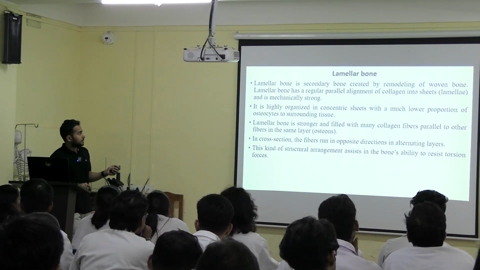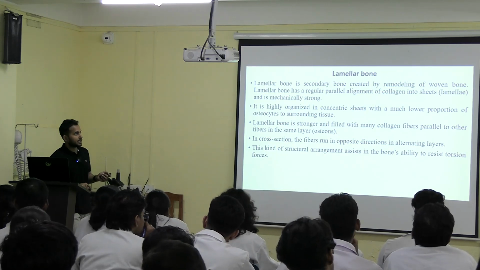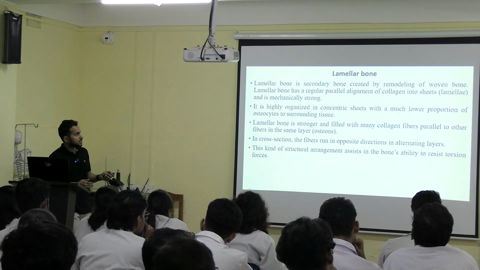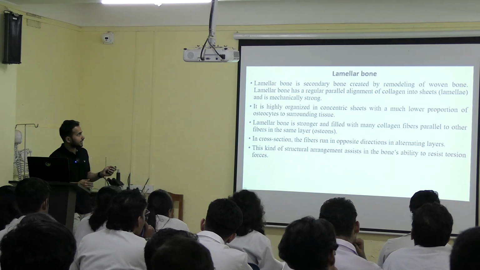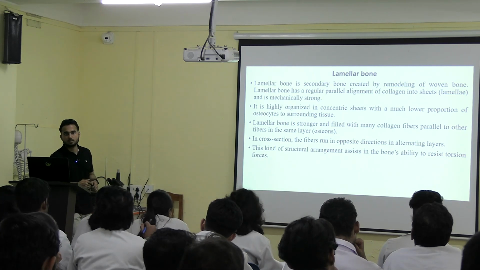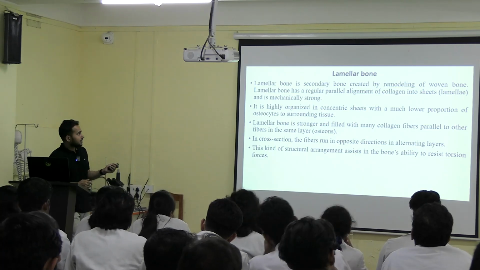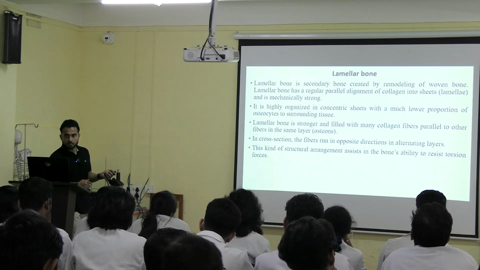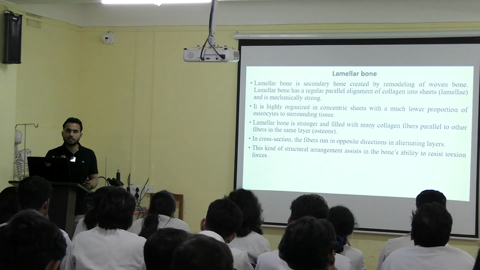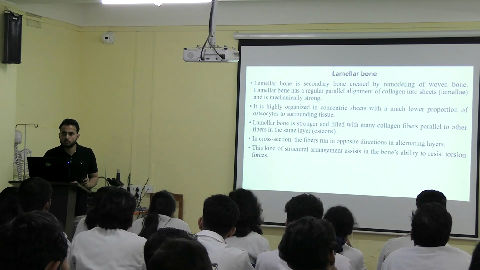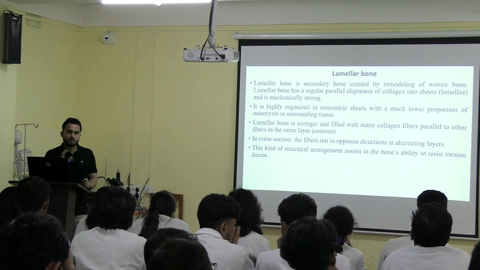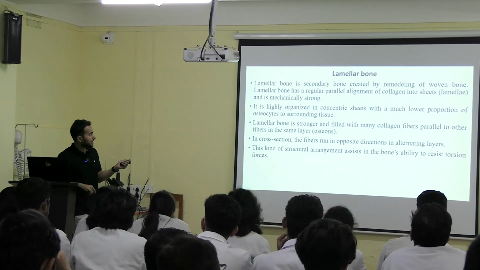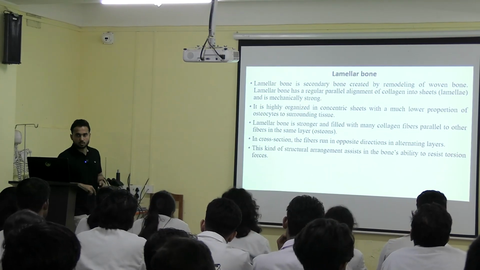Okay, so this lamellar bone, if you see the lamellar bone, these are secondary bone. How are they created? By the remodeling of woven bone. That means first woven bone will be formed, and after that we get the lamellar bone by a process called remodeling. Now lamellar bone has regular parallel alignment of the collagen fibers, very important. So you know that collagen fibers are there in the bone. The parallel alignment of the collagen fibers into the sheets of the lamellae makes it mechanically strong.